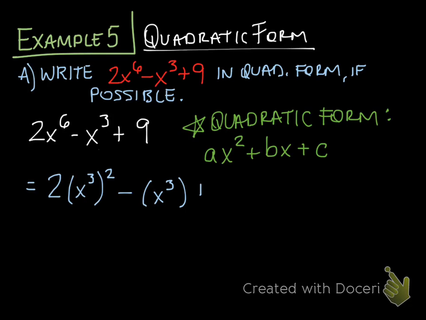Last part, plus c, is the easiest part. Just take the constant 9 and add it to your equation, and that's your answer. I technically have ax squared minus bx plus c.